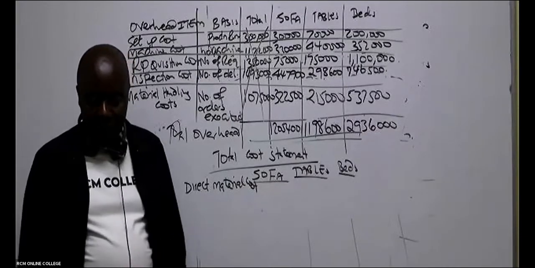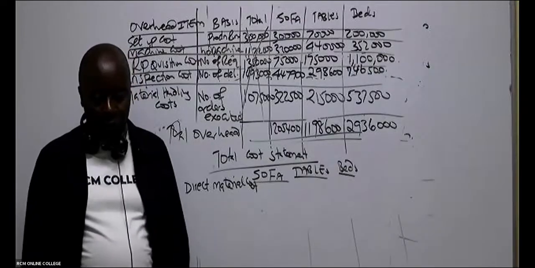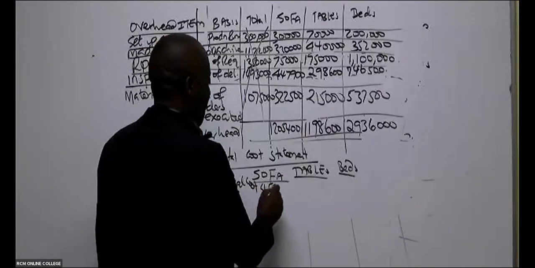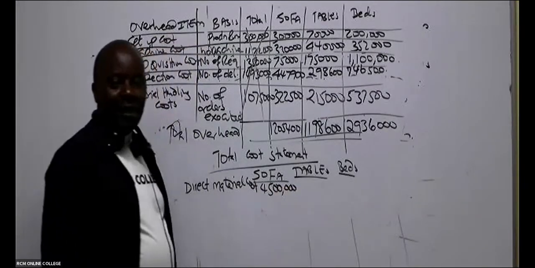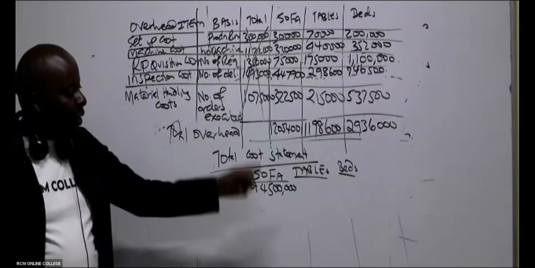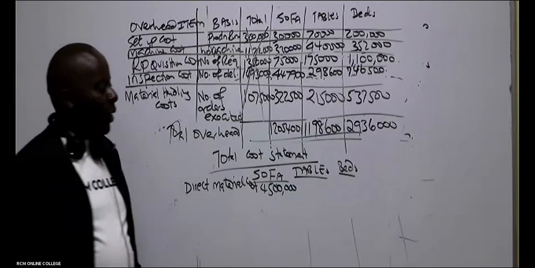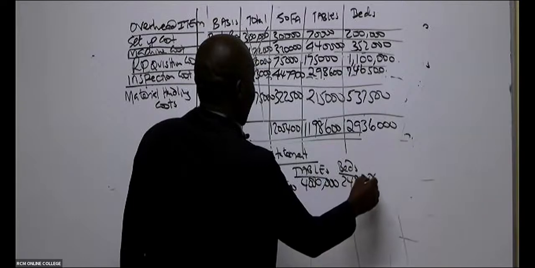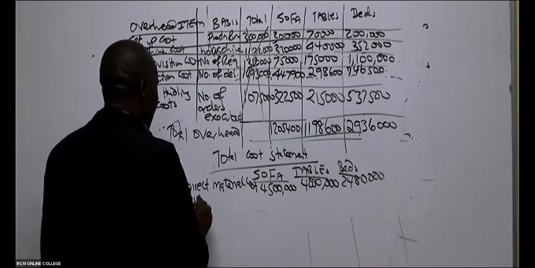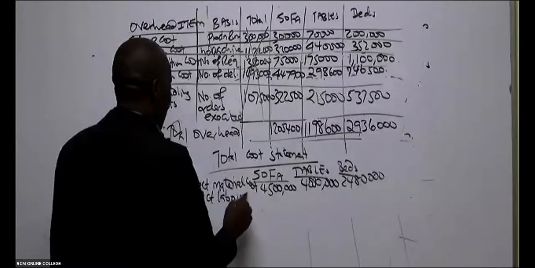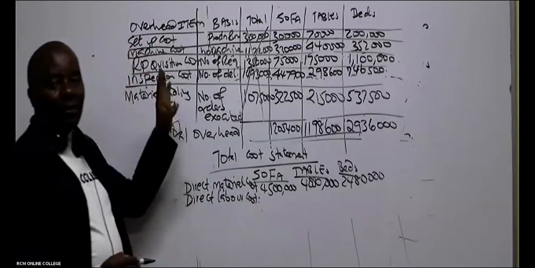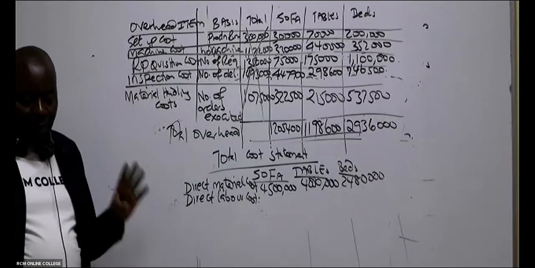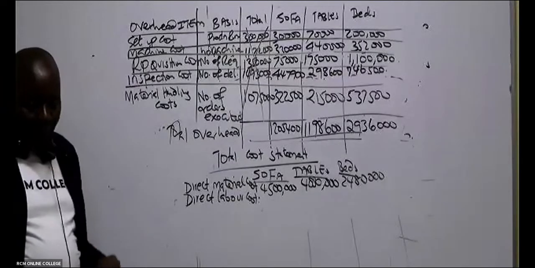So what do we have here for direct material cost? 4.5 million. So please give me all the others. For tables, 4 million. 2,480,000. Then we have direct labor cost. We have done this using the other method, isn't it? Prime costs don't change between methods.